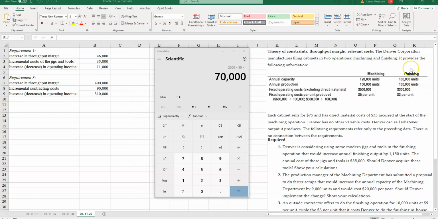The finishing department is the bottleneck. We've mentioned that a few times here. The machining department has a lot more capacity, so if it makes 2,000 bad units, it can always just remake 2,000 units, and we're not going to have a problem.